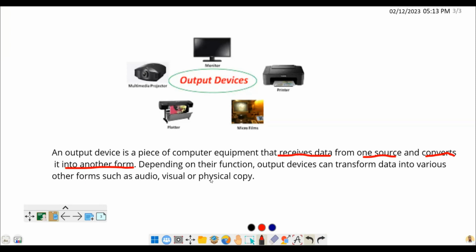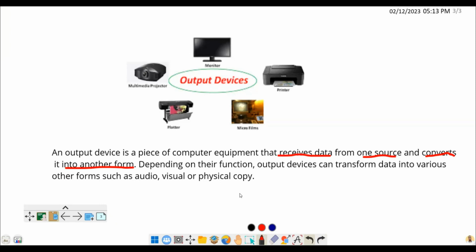So depending on their function, output devices can transform data into various other forms such as audio, visual, and physical copies. So of course, after receiving the data from a certain source and converting it into another form, then this converted data can be transformed into various versions like audio, visual, and physical copies.